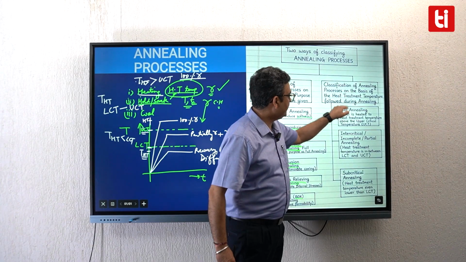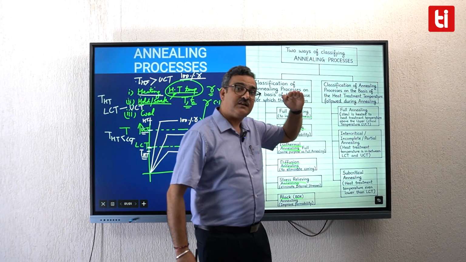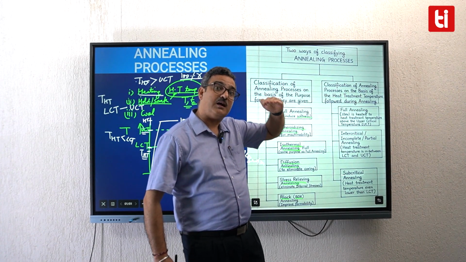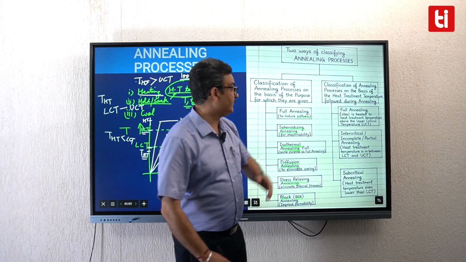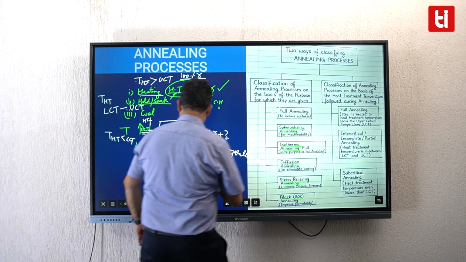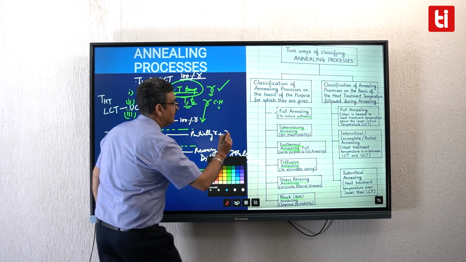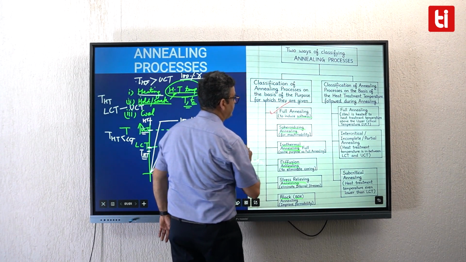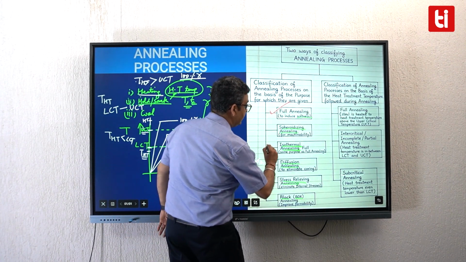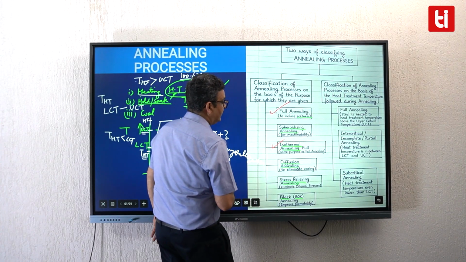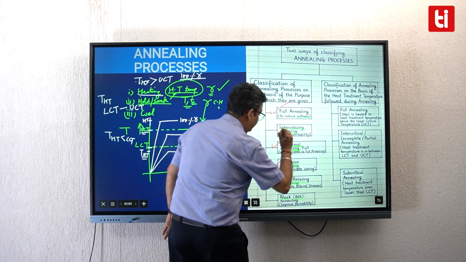So according to the heat treatment temperature, full annealing means that during annealing you are at a temperature above the upper critical temperature of the steel. This is full annealing treatment in terms of heat treatment temperature.